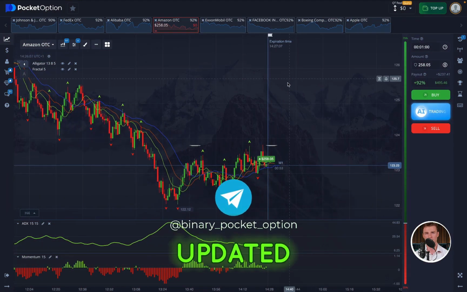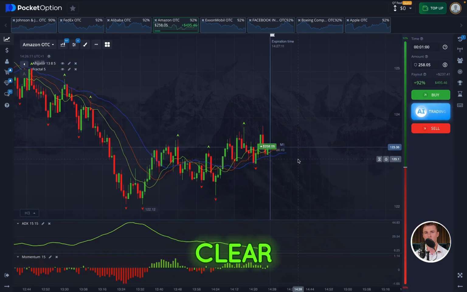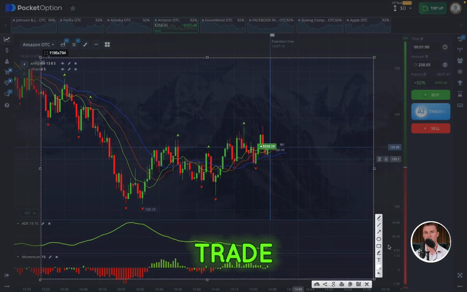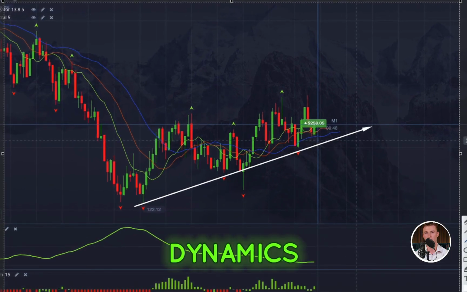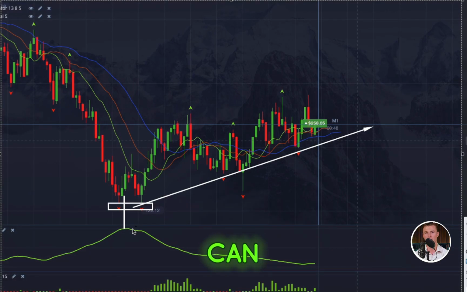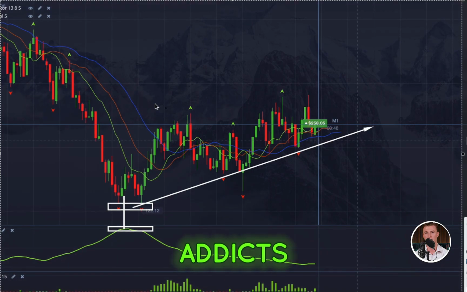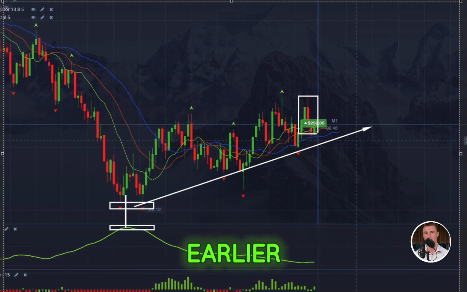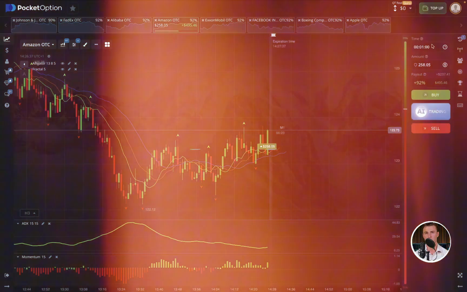We have just updated the structural local minimum, and after this update, it becomes clear that we can open a trade in the upward direction, just like in the previous trade. ADX reached its maximum and starts to show a reversal in the dynamics. Earlier, it was downward. So after this pullback, we can open a position on the upside.